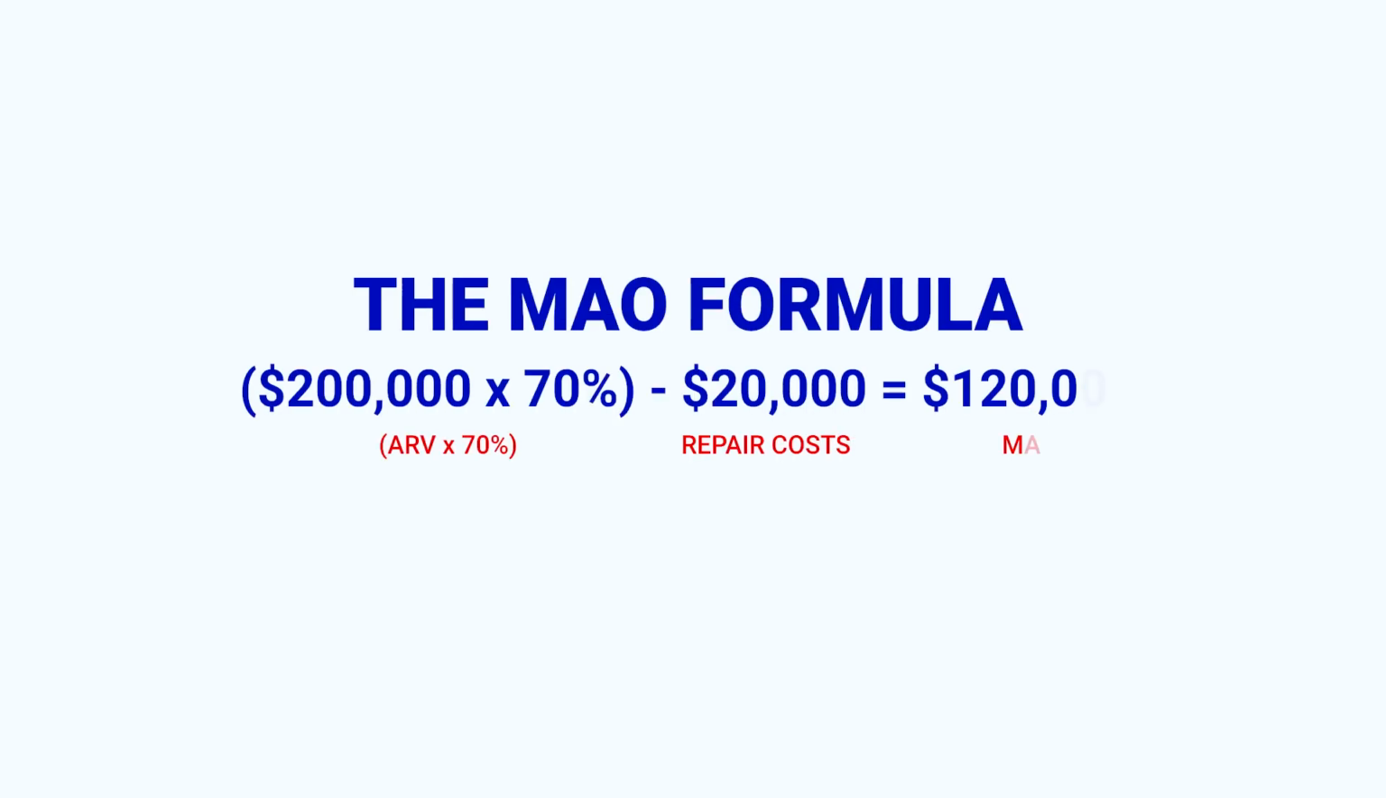Here's how it goes. Let's say that you have a house that you determine has $20,000 in repairs, for easy math. And let's say that you know that house is worth $200,000 when it's all said and done. Well, you would take $200,000, multiply it by 70%, that will give you $140,000. Then you subtract the repair cost of $20,000, so your maximum allowable offer on that house is $120,000.